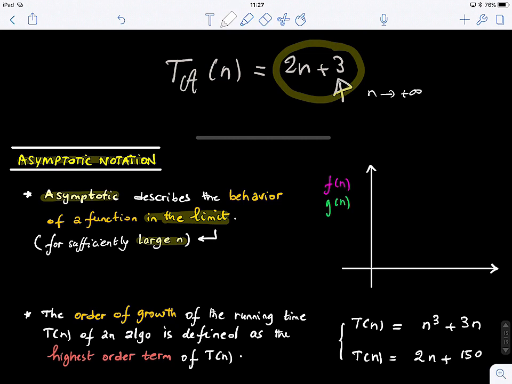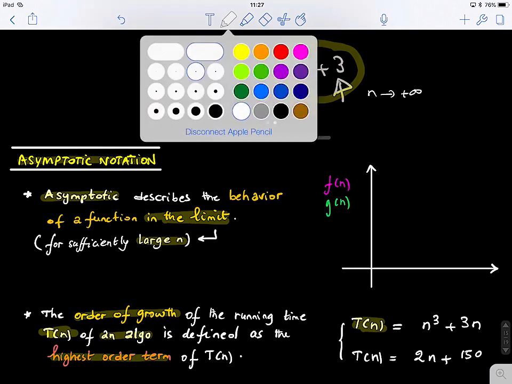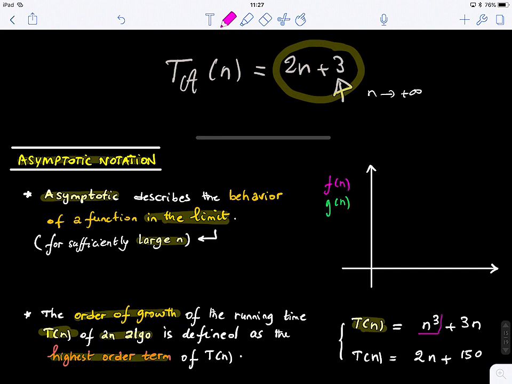infinity, okay? So for example, before we go into these examples, this is also what we call the order of growth of the running time T(n) of an algorithm. And it is defined as the highest order term. So I'll explain. If we look at T(n) right here, we have T(n) is equal to n to the power of 3 plus 3n. So what is the term with the highest order here? It's this one, right? The highest order is 3, right?